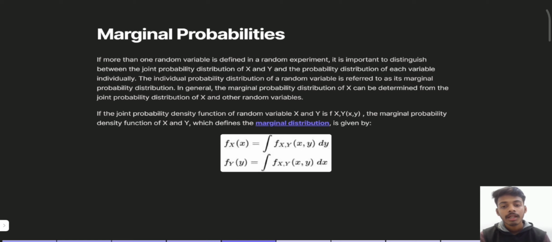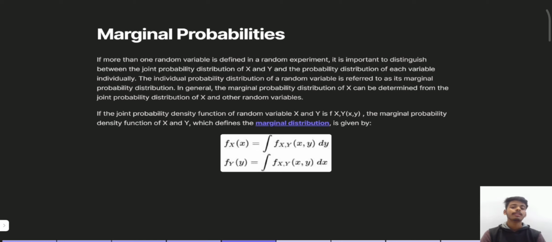If more than one random variable is defined in a random experiment, it is important to distinguish between the joint probability distribution of X and Y and the probability distribution of each variable individually. The individual probability distribution of a random variable is referred to as its marginal probability distribution.